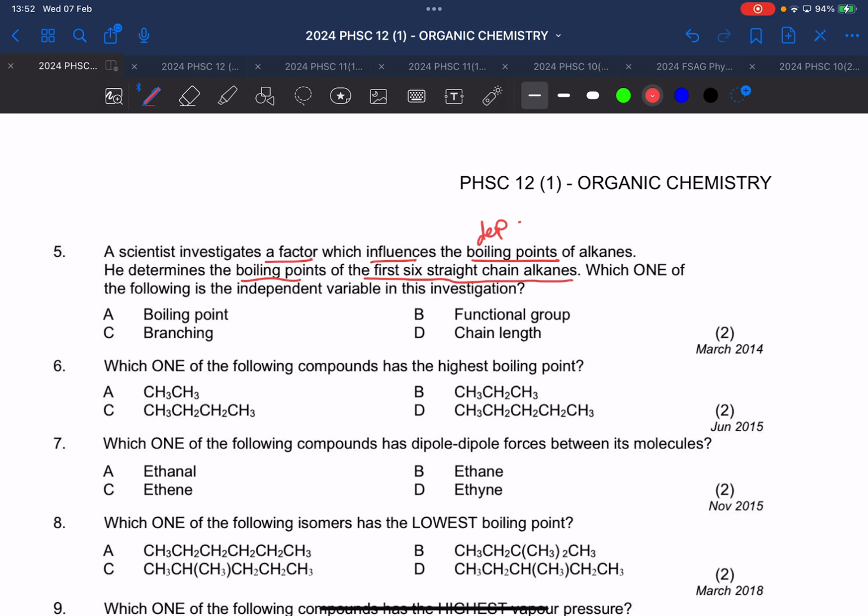So they are all alkanes, so that is not the thing that he changes. They're all straight chains, so it's not side chains, it's not branching. They're all alkanes, but he looked at the first 6, meaning methane, ethane, propane, butane. So is it boiling point? No. Is it branching? No. Is it functional group? No. They're all alkanes, so here it is literally the chain length. This is the independent variable. The independent variable is the thing that you change. The dependent variable is the thing that you measure. You measure the boiling point.